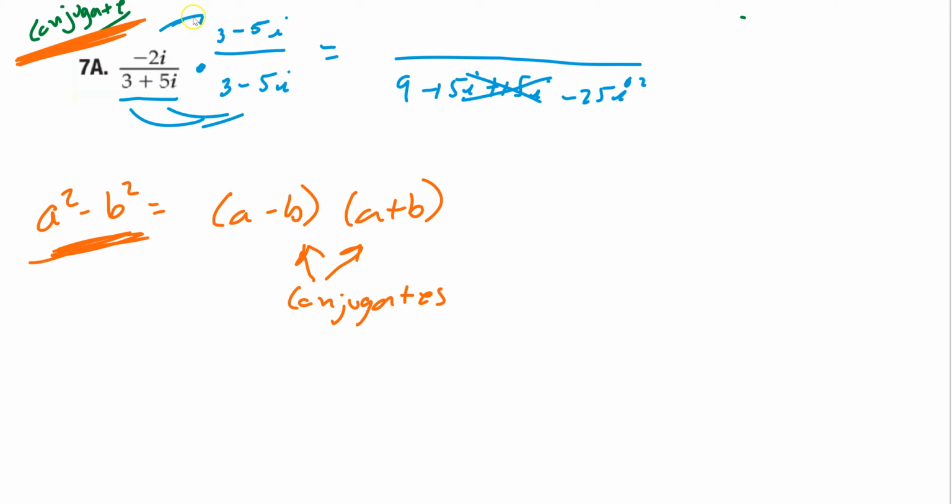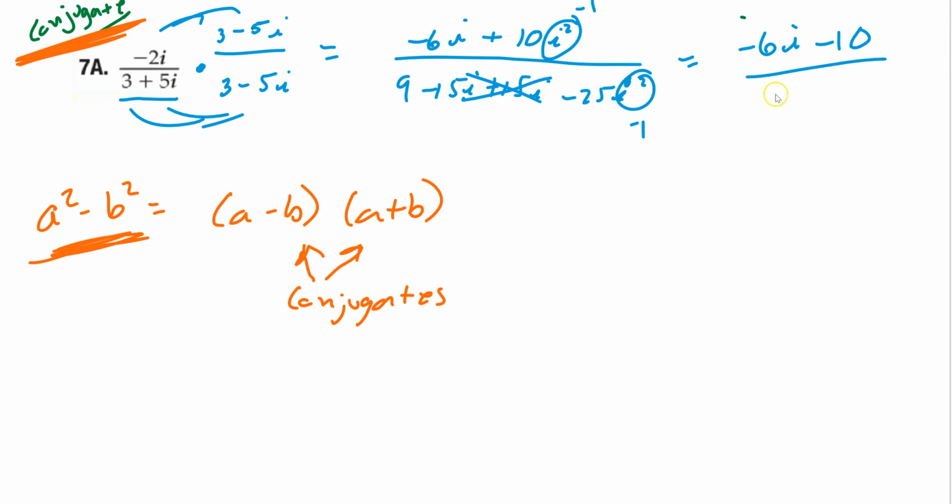On top, you just distribute like we always do. Negative 6i plus 10i squared. Now we can simplify. i squared is negative 1, i squared is negative 1. And I get negative 6i minus 10. On the bottom I have 9, two negatives make a positive, plus 25. So I get negative 6i minus 10 over 34.